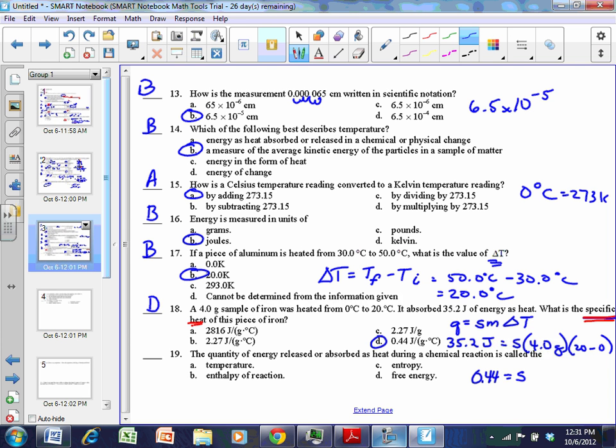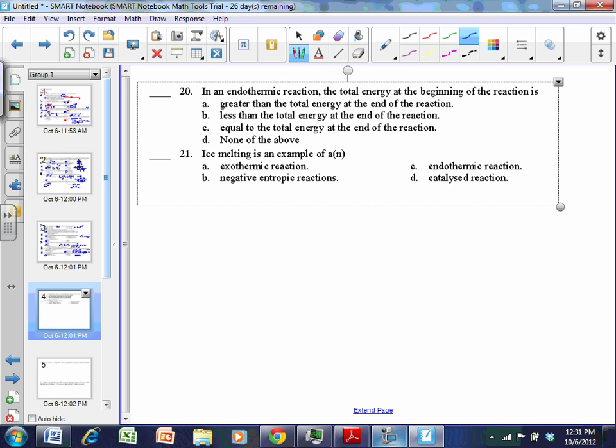19. The quantity of energy released or absorbed as heat during a chemical reaction is just called the enthalpy of reaction, or the heat of reaction. Temperature is temperature. Entropy, we didn't even talk about yet, so you don't need to worry about that. And free energy, same thing. Heat of reaction, enthalpy of reaction, same thing.